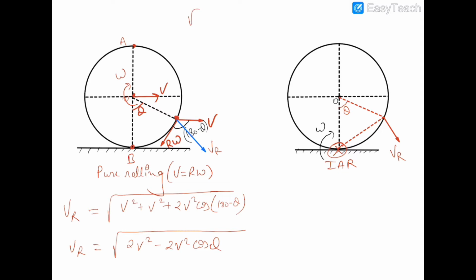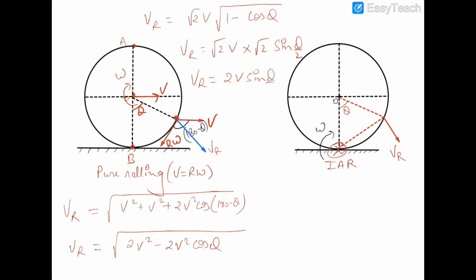So this is root 2V under root of 1 minus cos theta, and this can be written as root 2V into root 2 into sine theta by 2. So V resultant is equal to 2V sine theta by 2. So this is the resultant velocity of point P, which we have calculated by adding the velocities of translational motion and rotational motion by the vector sum.